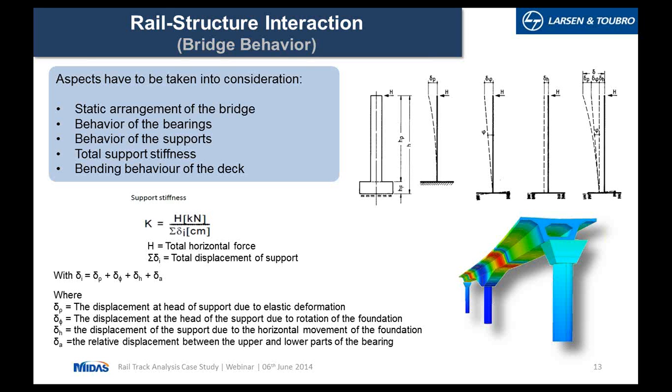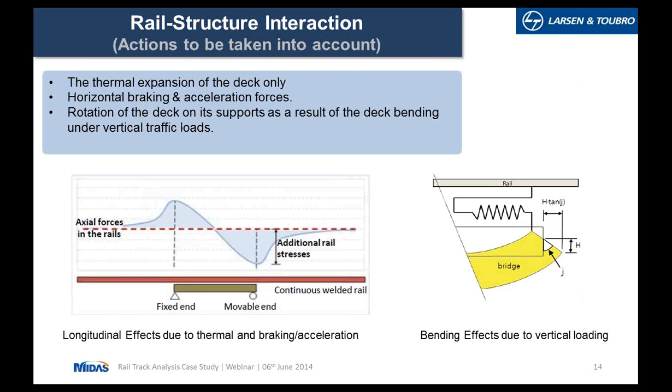In case of a fixed-movable type bridge, we have used bearing definition, which amounts to the complete stiffness. And in case of a long span or a continuous span having an intermediate pier, that pier we have modeled accurately, and the stiffness is calculated internally by the software. As per the UIC standard for calculation of rail structure interaction, we have to consider three actions: thermal expansion of the deck, horizontal braking and acceleration forces, and bending of the deck.